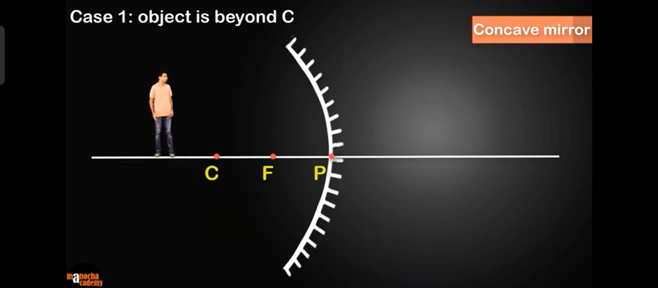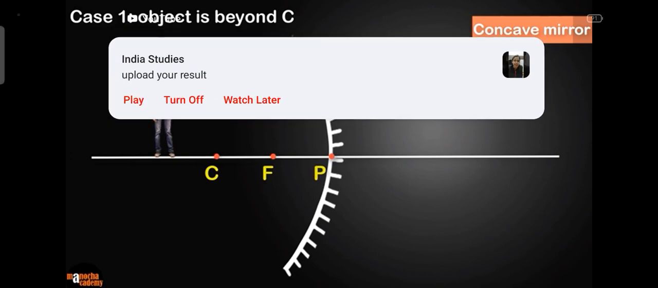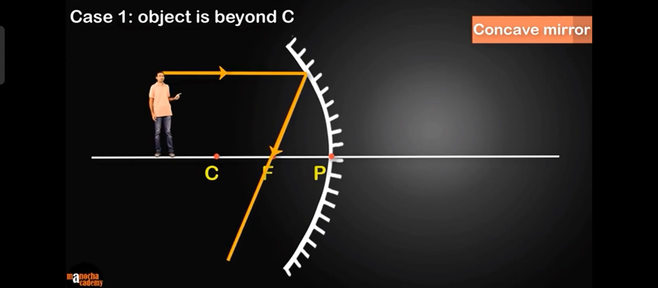So let's use rule 1. For the ray that is parallel to the principal axis, after reflection, it passes through the focus. And for the second ray, we can use rule 2. So the ray passing through the center of curvature gets reflected back along the same path.